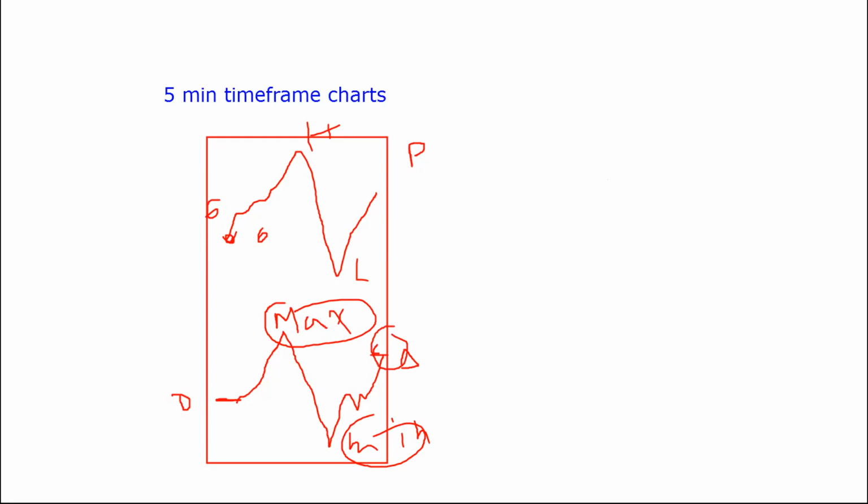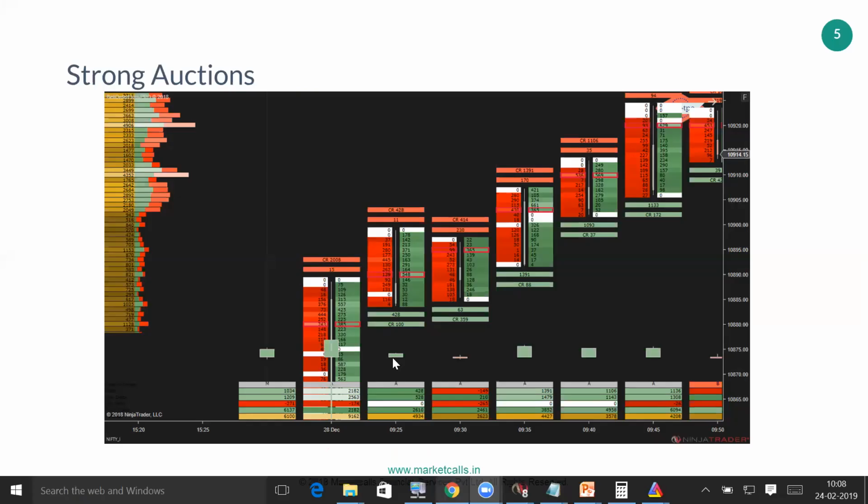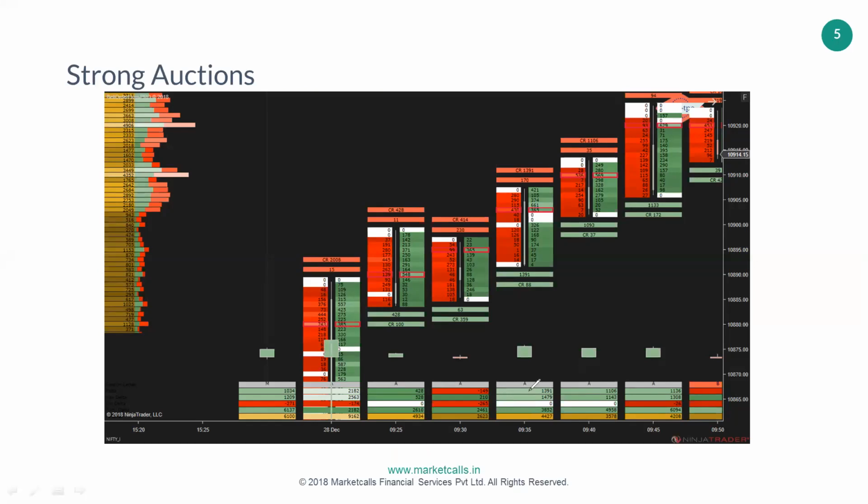So let me flip back to the screen. If you go back to the screen, you might find a couple of values over here. One is the delta, the second one is the max delta, and the third one is the min delta, right? So these are the three components. They will always be present in my system, and along with that I'll have volumes and cumulative delta on the downside.